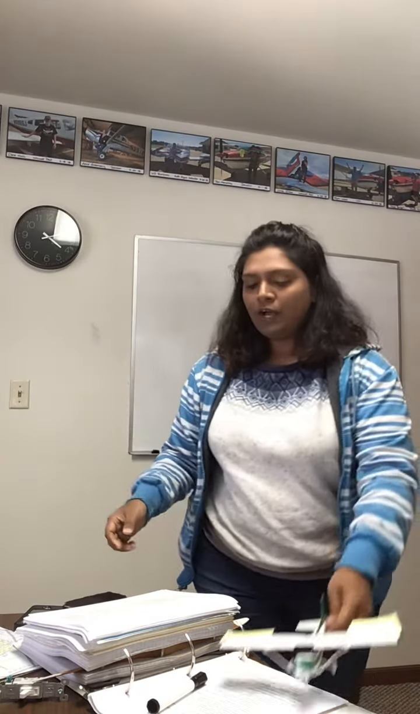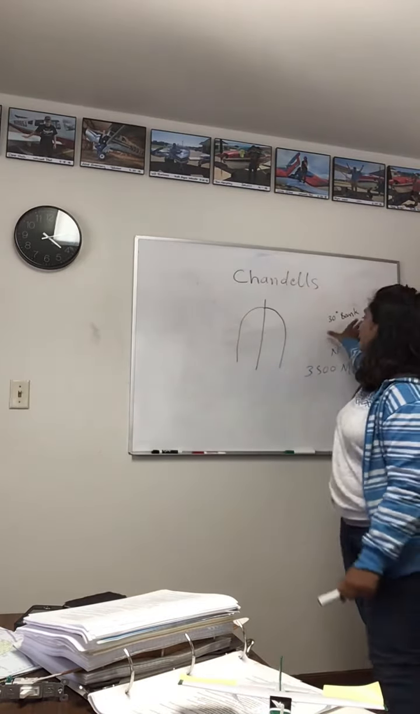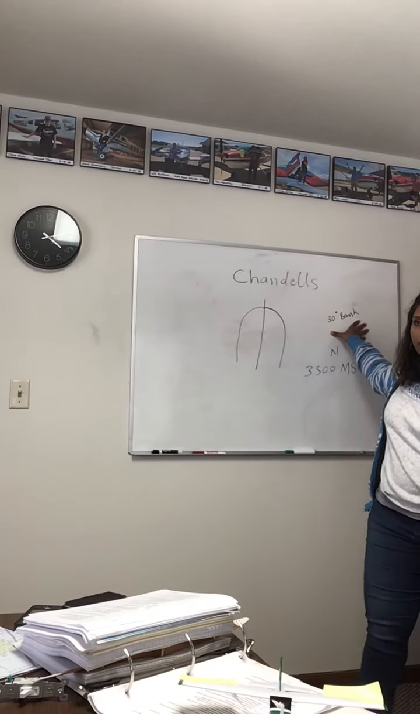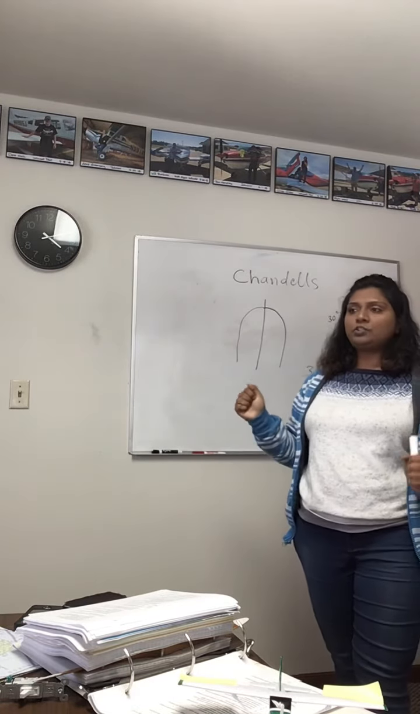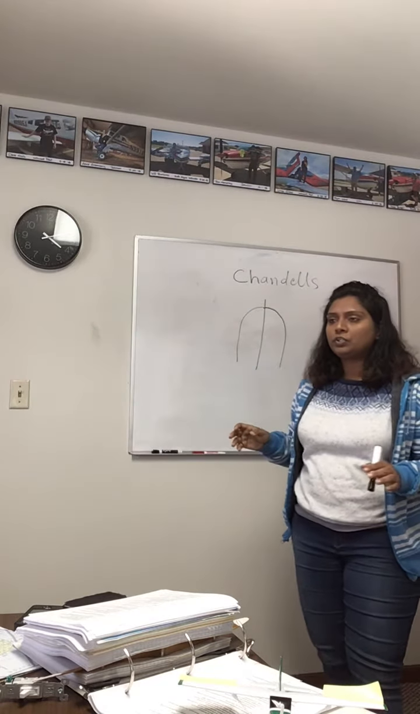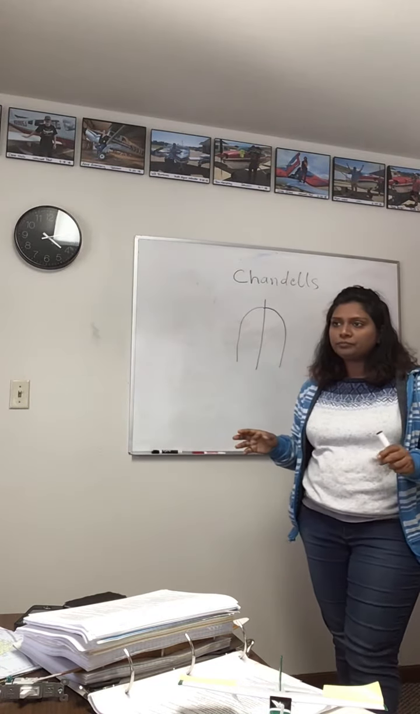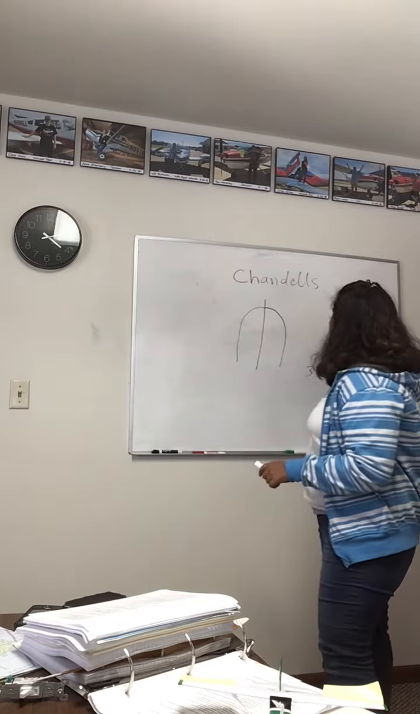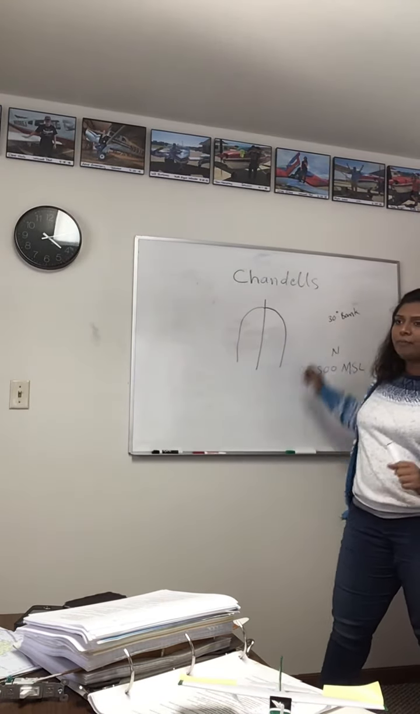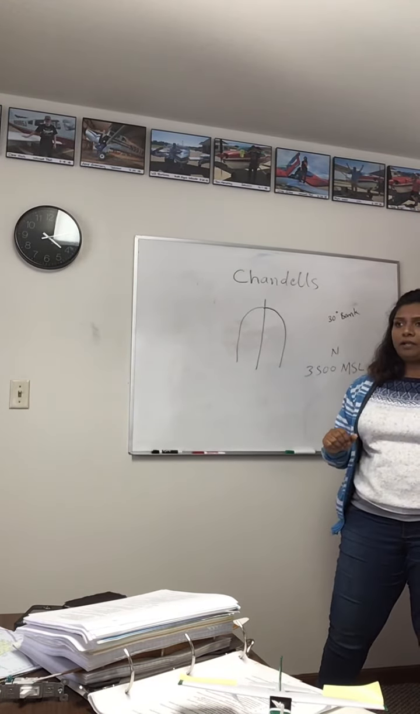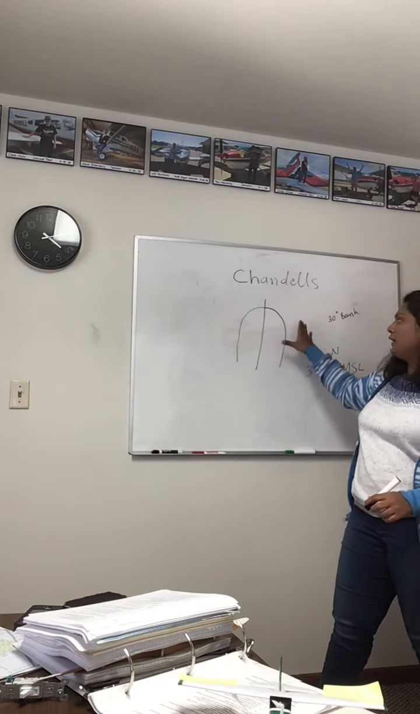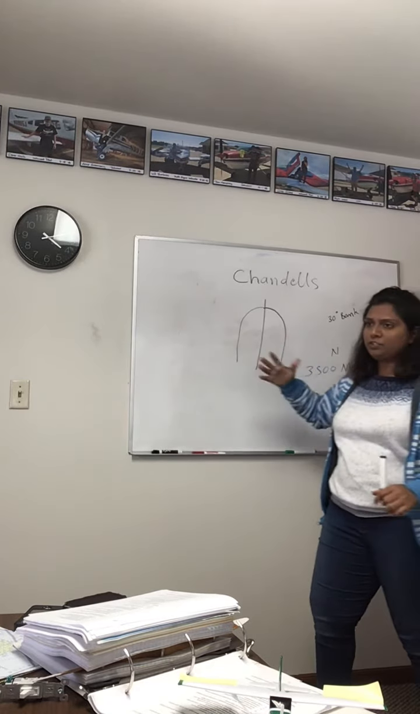Okay. So how do you start this turn? As an instructor, you need to tell your student to use your aileron and rudder coordination to keep the ball in center. And the first thing you do is bank to 30-degree bank. I'm just doing it to the left, so let me explain.